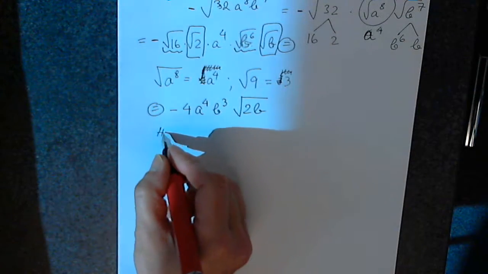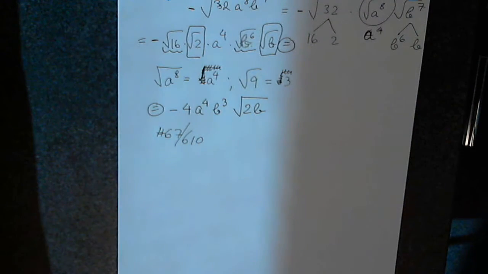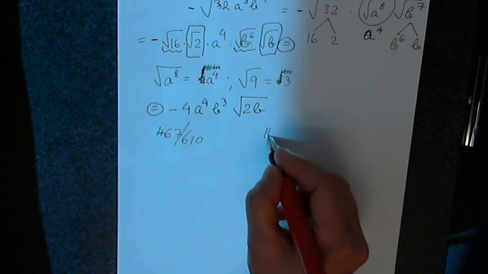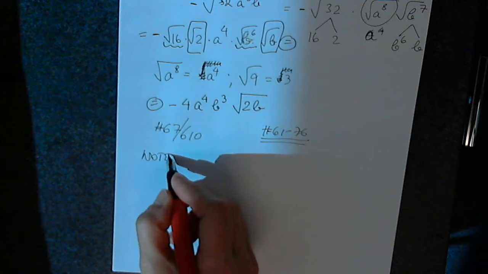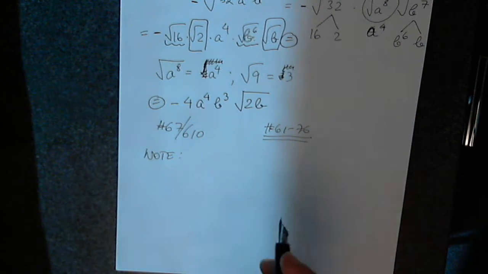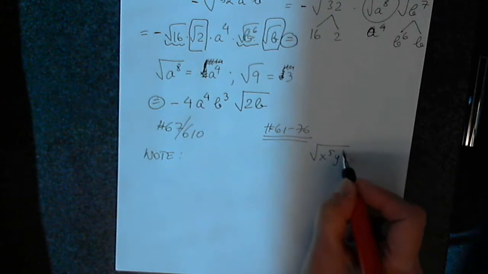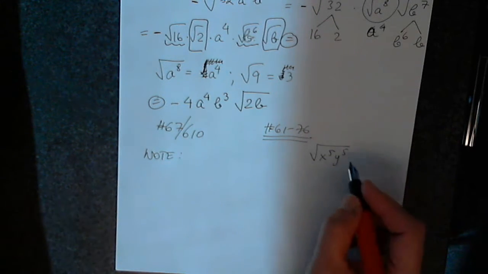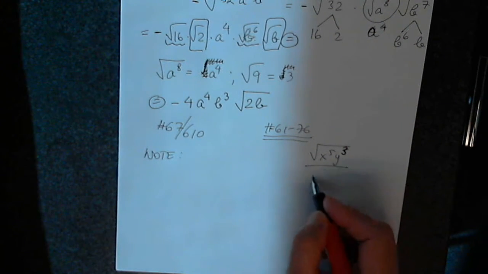Okay, let's look at 67 on page 610. I want to make a point about these problems from 61 through 76. We're going to write a note here. Let me copy the problem first. So the square root of x to the fifth, y to the third, divided by the square root of xy.